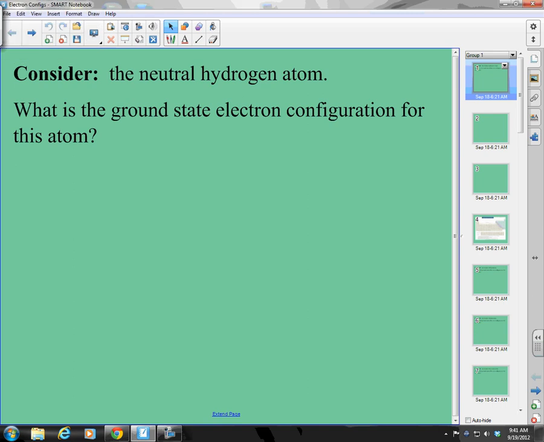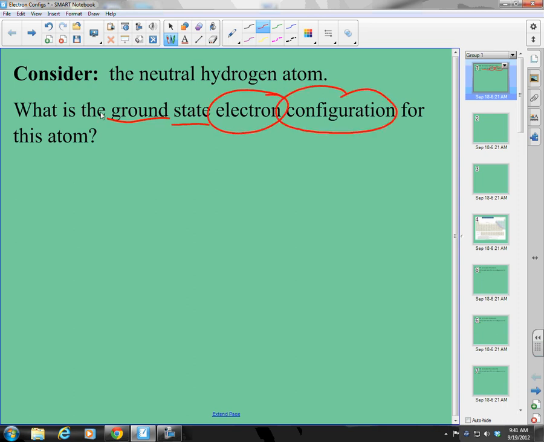Well, here we go again, and we are moving into a very practical part of chemistry, and that is the idea of electron configurations. We've just come out of quantum numbers, and really electron configurations are the application of quantum numbers. So let us begin here. Consider the neutral hydrogen atom. And what is its ground state electron configuration?